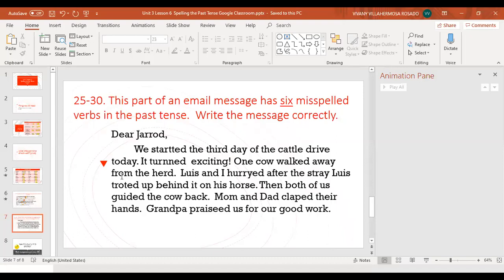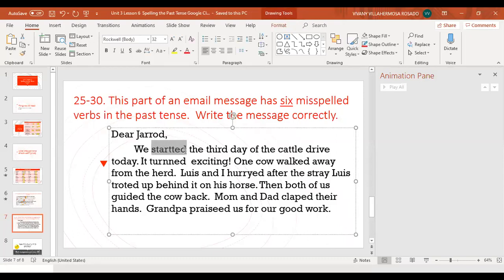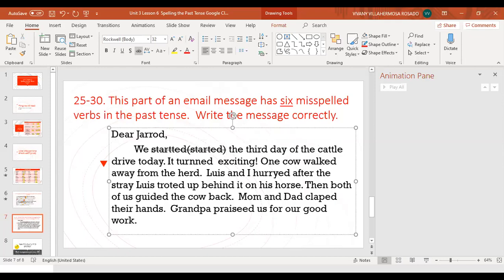Did you identify a mistake in this first sentence? Did you? Did you see the mistake? Okay, so here we go. Started, yes, started. It's incorrect. It should only have an ED.